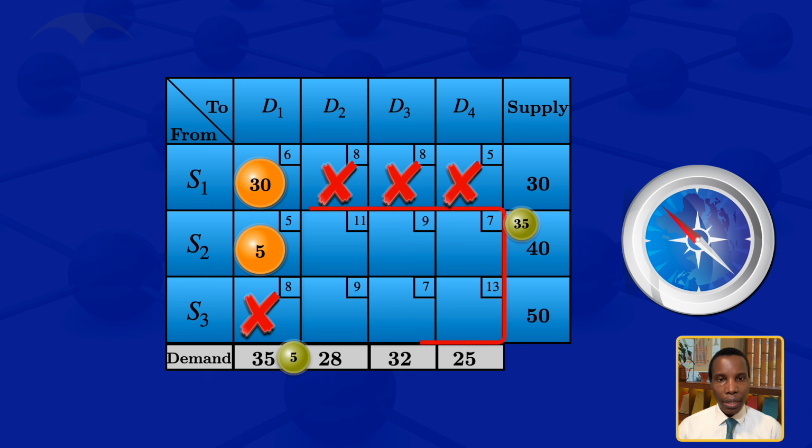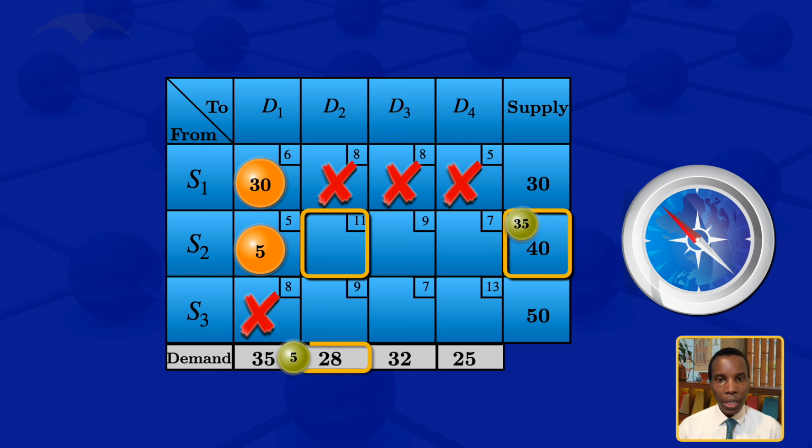Then go on and look at the remaining unoccupied cells. We are looking at these cells here. So we take the northwest corner cell, which is this one here. To see how much you can allocate, we look at the supply. We are left with 35, and the demand, we are left with 28. So to see how much we can allocate, we take the minimum of the 35 and the 28, and the value that we get there is a 28.